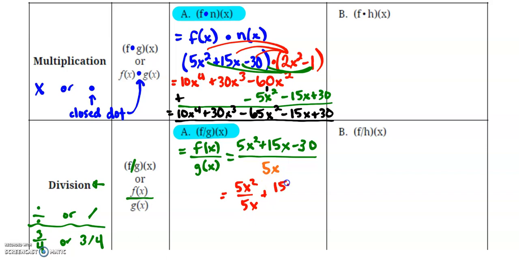We can add that to 15x divided by 5x. And we can subtract 30 divided by 5x, because really that's what this fraction means. It means divide each term in the numerator by 5x. And so then what we end up getting is x to the first. We get 3x, the x's cancel. Sorry about that, we get 3. So x plus 3 minus 6 over x. And that is our new function once we've divided.